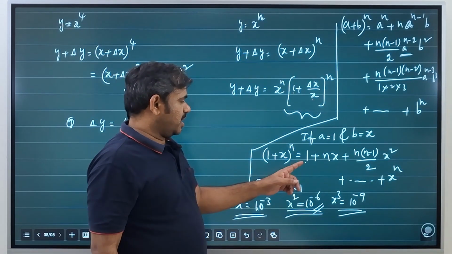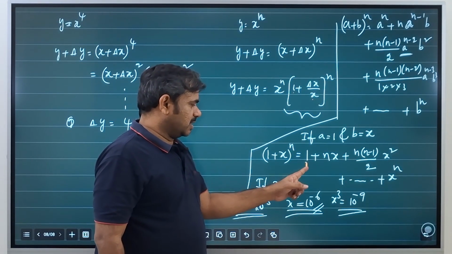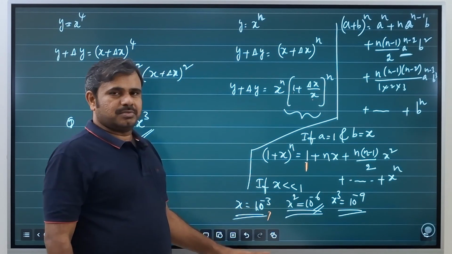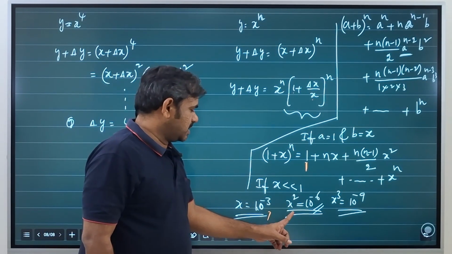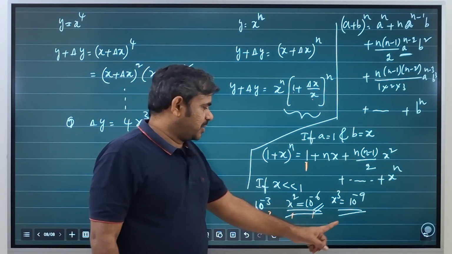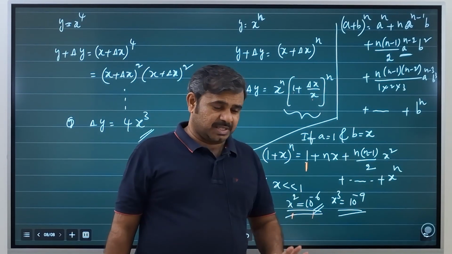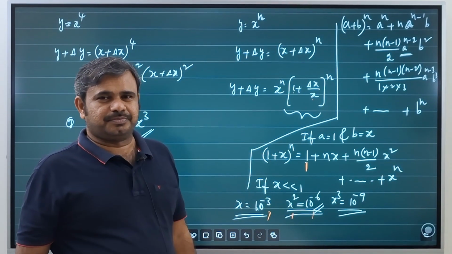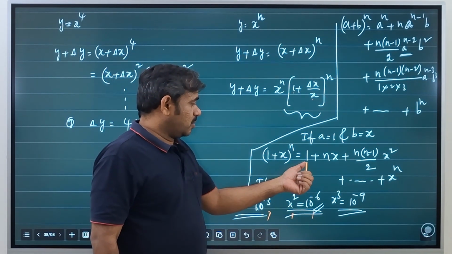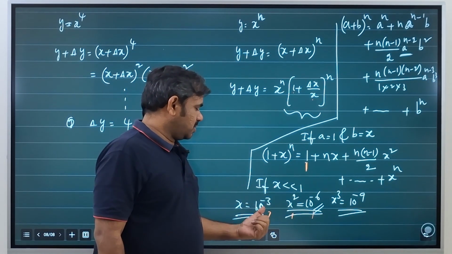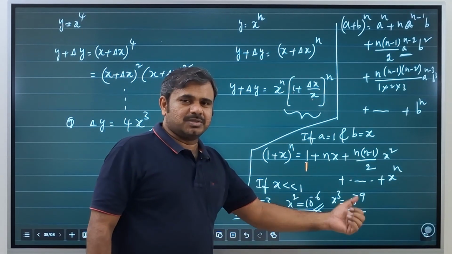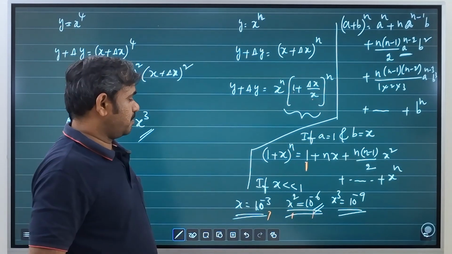Suppose you take 1 million rupees here, x is equal to 1000 rupees. x squared is equal to 1 rupee. x cube is equal to 0.1 paise. If you talk in terms of money, you will understand. Here, if 1 is 1 million, x is 1000 rupees, x squared is 1 rupee, x cube is 0.1 paise.